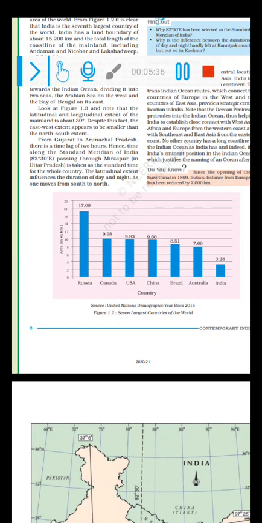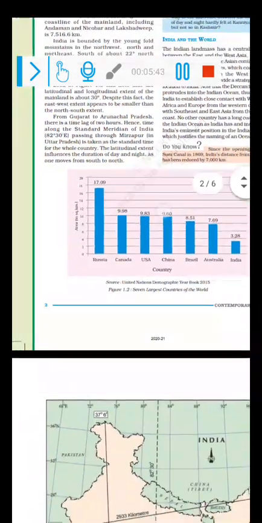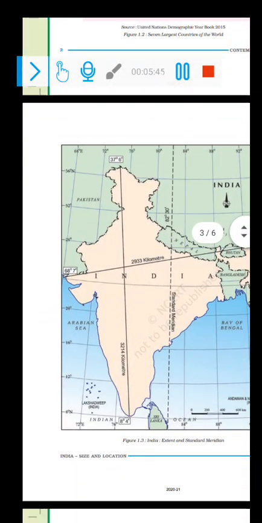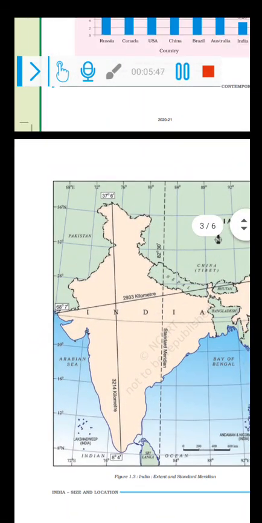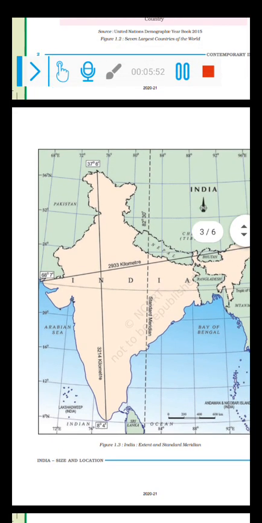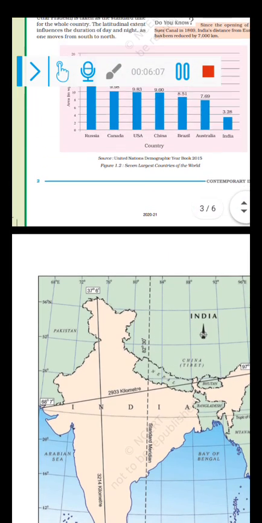Now the latitudinal extent influences the duration of day and night as one moves from south to north. As we move from south to north, the day and night is also going to change. So if you come towards the equator, the equator is a region at 0 degree which receives direct rays of the sun. Here we have extremely high temperatures, and day and night is almost equal because the equator is in the center. So it is receiving the direct rays.